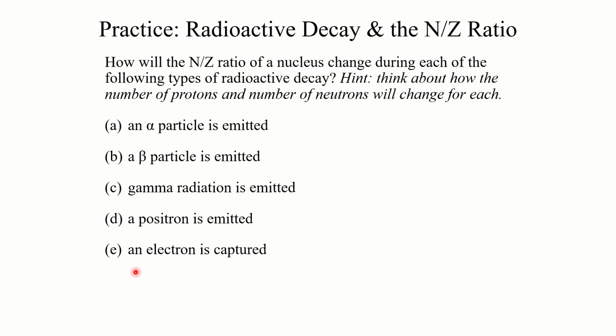D and E have the same answer, a positron being emitted or an electron being captured. These do the same thing. These convert a proton into a neutron, and so these would increase the ratio. A proton is being converted into a neutron, so Z is going down by 1, N is going up by 1. So if the denominator is getting smaller and the numerator is getting bigger, the N over Z ratio is definitely going to increase. So it's increase for D and E.